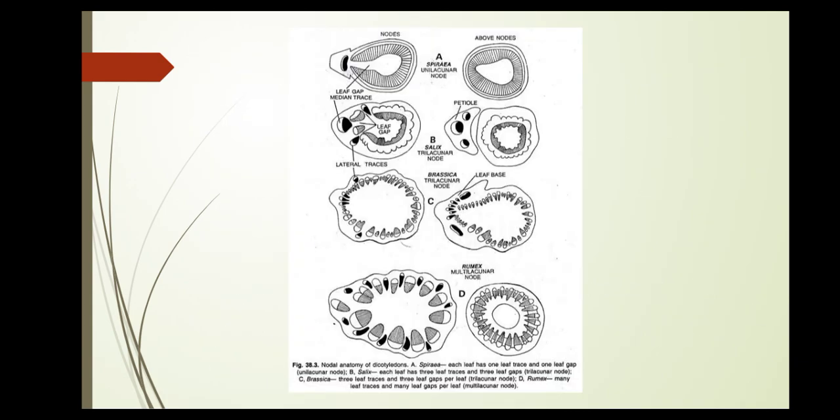And let's see the types: Spiraea, Salix, Brassica. It's a trilacunar node, and Rumex is a multilacunar node. We can observe that only one leaf gap and one leaf trace is present in A, and two to three leaf gaps are present in B. That's the trilacunar, two to three, and the multilacunar is present in D.